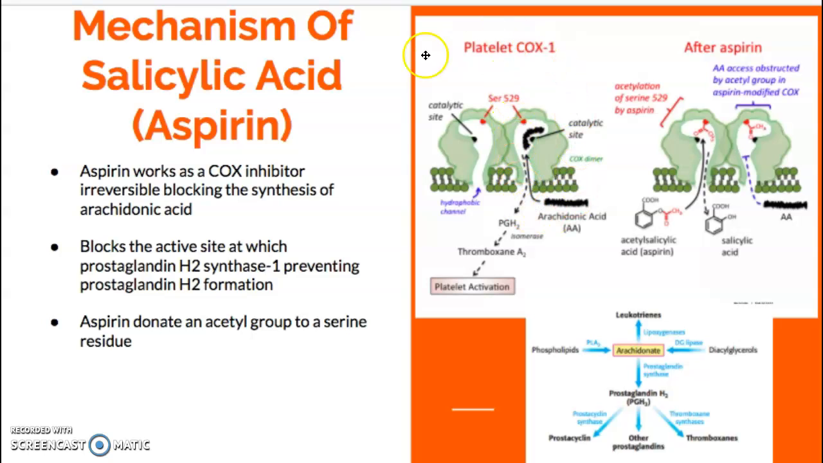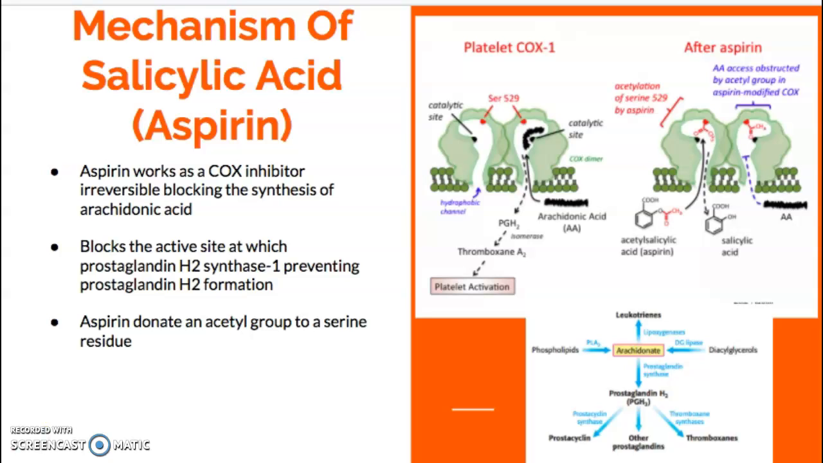Here we can see how the COX complex is supposed to work, but aspirin, or salicylic acid, donates an acetyl group to this serine residue, serine 530. I don't know where the book said serine 530, so I'm going to go with that. By donating the acetyl group to that site, it blocks the pathway by which prostaglandin H2 synthase 1 will form the general prostaglandin H2. And prostaglandin H2 synthase 1 is basically just another name for COX, as we've been talking about.